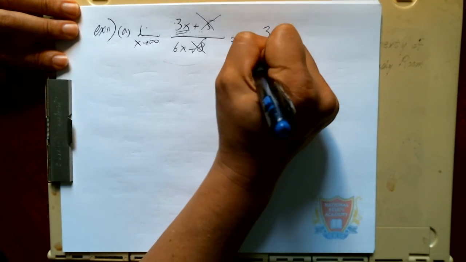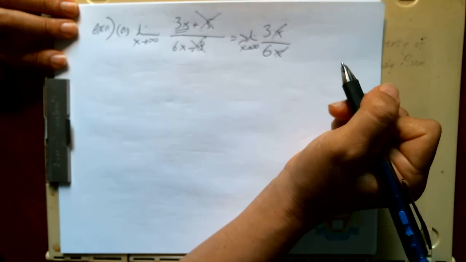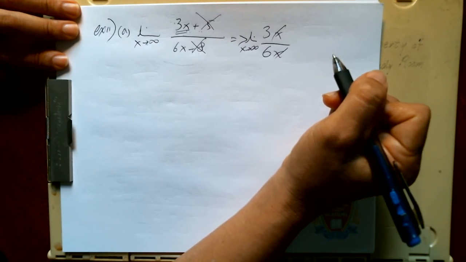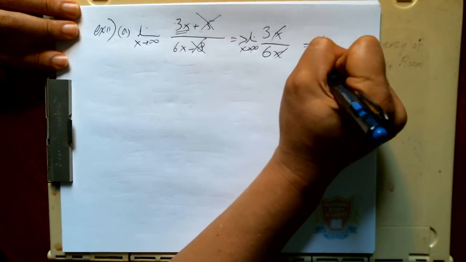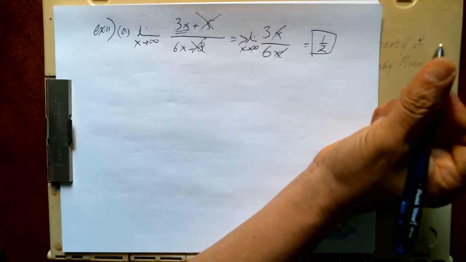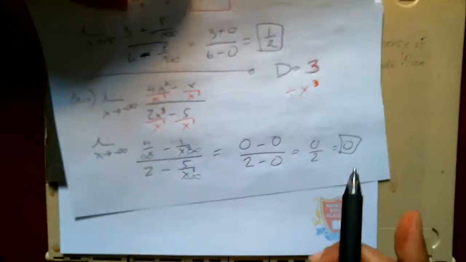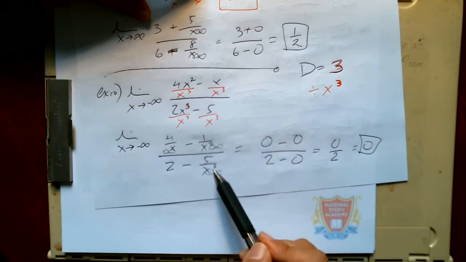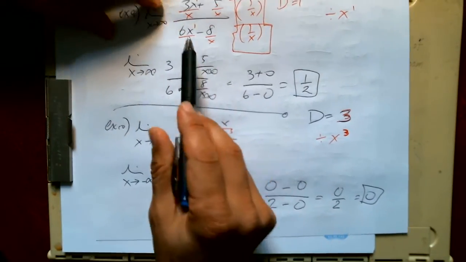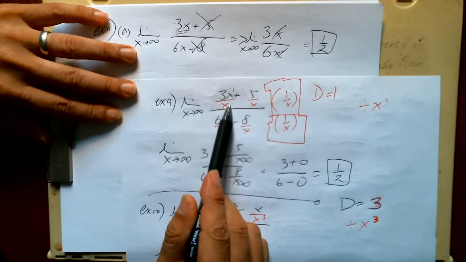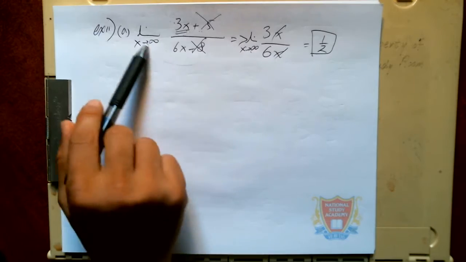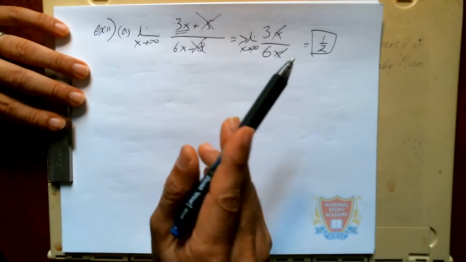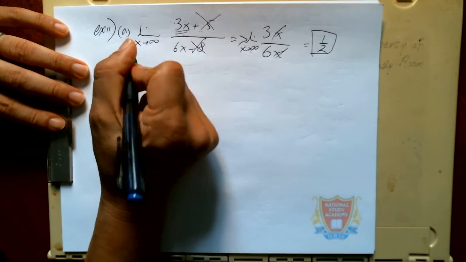So you literally end up with 3x over 6x, limit as x approaches infinity, of course. And you notice the cancellation effect. x is canceled. It's the same number. You end up with 1/2. Oh, a little bit different than what we did here, didn't we? This one, I believe it was 3x plus 5? Yeah, 3x plus 5, 6x minus 8. Okay, so this is a little bit different approach, but you get the same answer. Let's try another bigger problem.